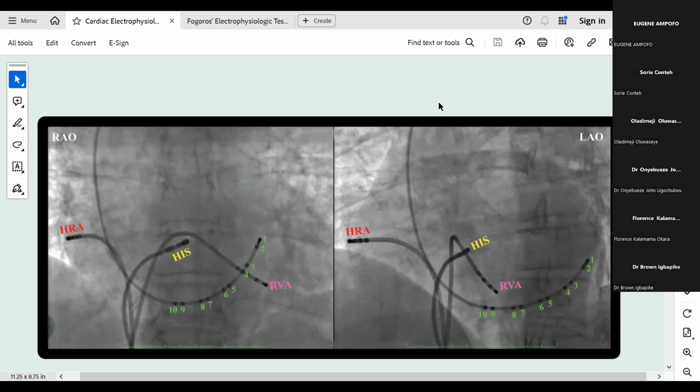Any other question? Any other major question? Any other question about this catheter?